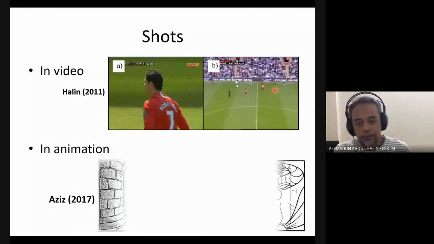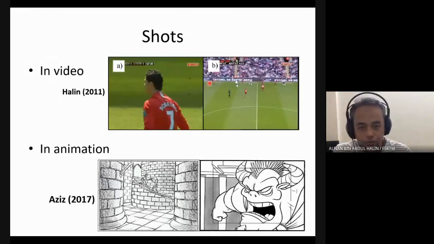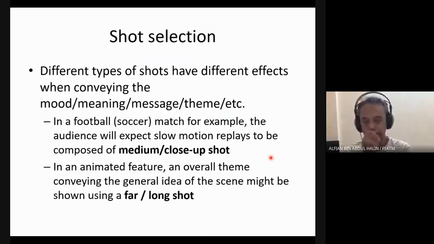So this is an example of some shots. This is for a football match, and this is for animation. As you can see, similar concept. This is a far view shot, or a long shot. This is a close-up shot, similar to animation. You also have this in a storyboard. I think it's a long or far shot, and this is a close-up. So you have the names being explained here, different types of shots. They have different names, of course, but they are used to convey different types of meaning.